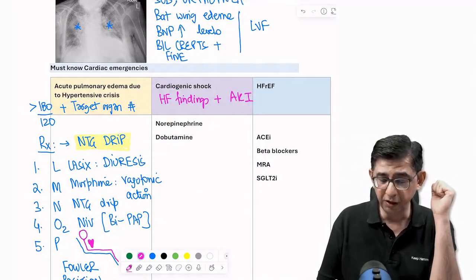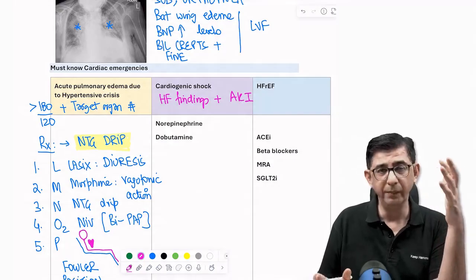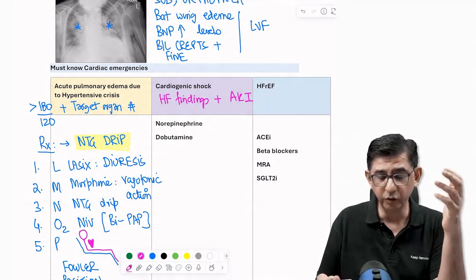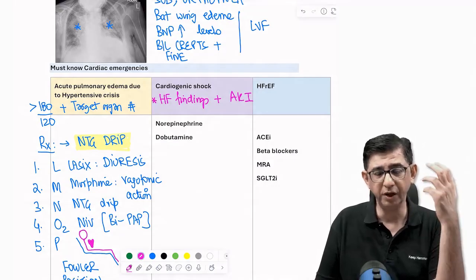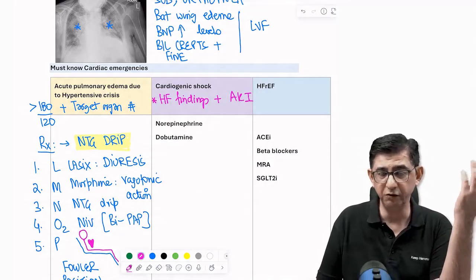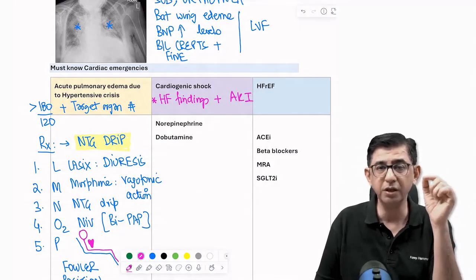So if with heart failure findings, acute kidney injury is beginning to occur, that is when we need to be aggressive and treat cardiogenic shock. Cardiogenic shock is a combination of heart failure findings, such as pulmonary edema, pedal edema, elevated JVP, with the development of acute kidney injury that will cause a renal shutdown.